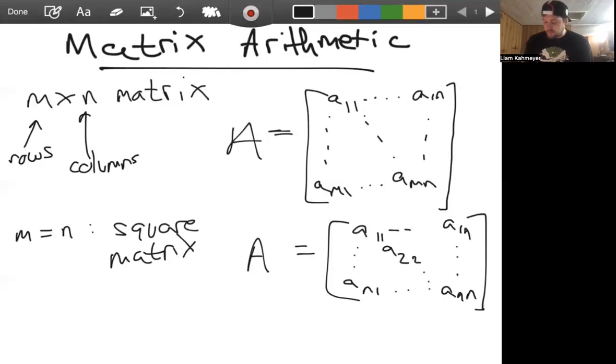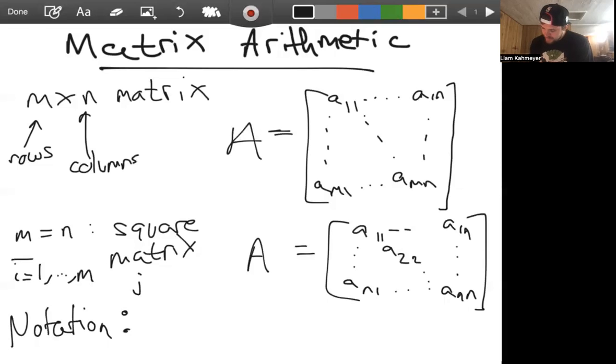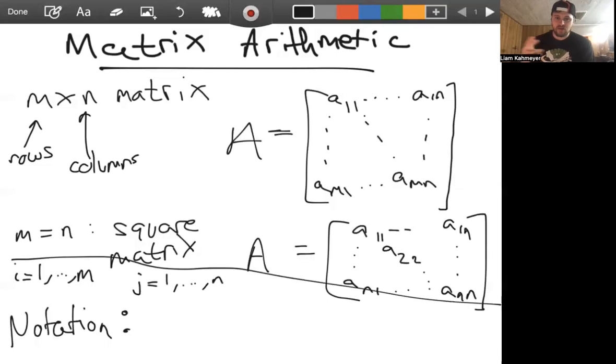Instead of writing this out every time, I'm going to introduce some new notation here. If i is the index for m, the number of rows, and j is the index for the number of columns, so j runs from 1 to n, then I'm going to introduce the notation that this matrix A is compactly written as A sub ij. This will be one way we can talk about just the entries of this matrix.